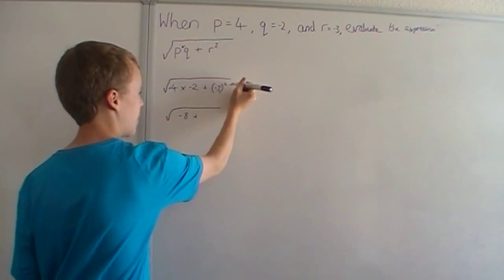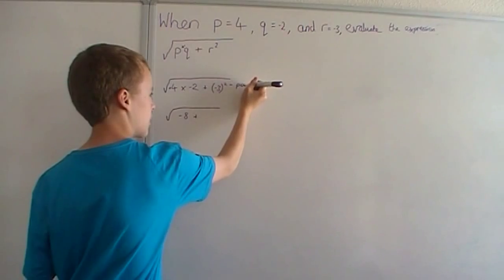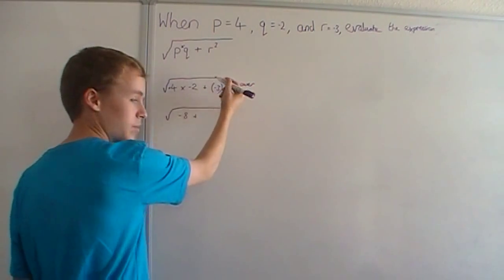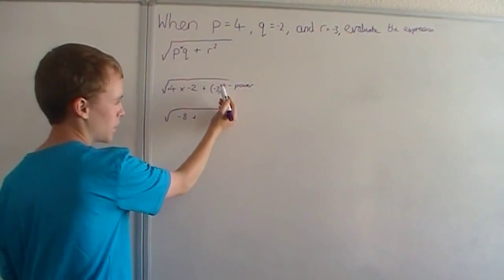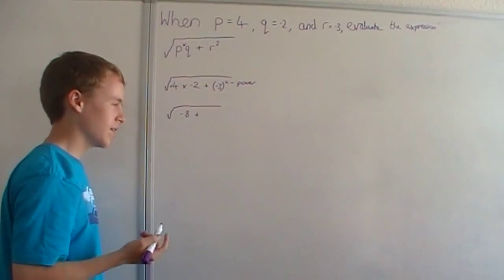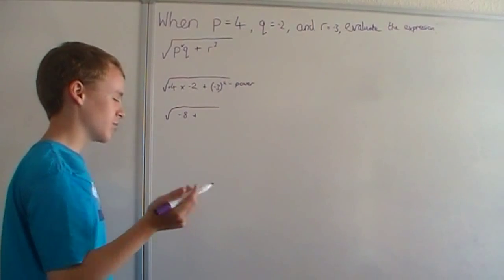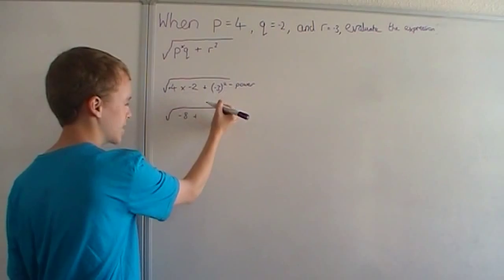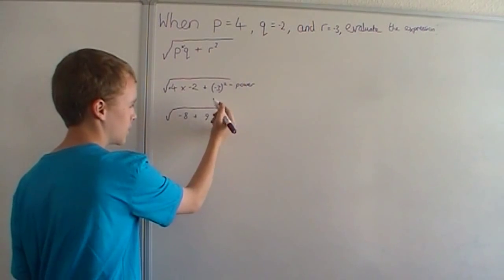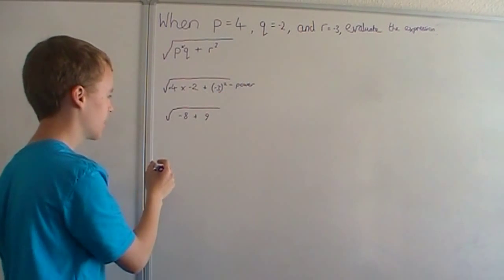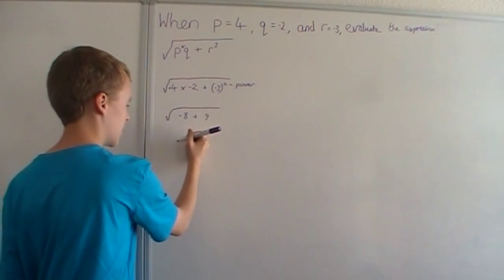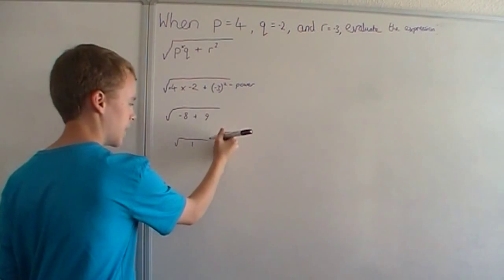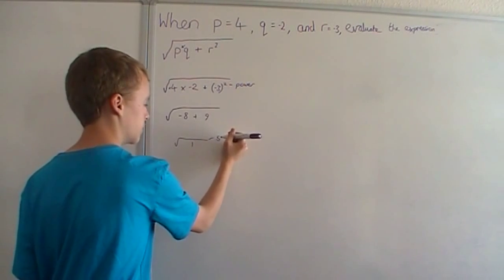So here we have a power. This represents that minus 3 would be multiplied by itself the number of times of the power. So if it's the power of 2, it's minus 3 times minus 3. If it's the power of 3, it would be minus 3 times minus 3 times minus 3. So minus 3 times minus 3 is positive 9 because the two signs are the same. Minus 8 plus 9 is 1.